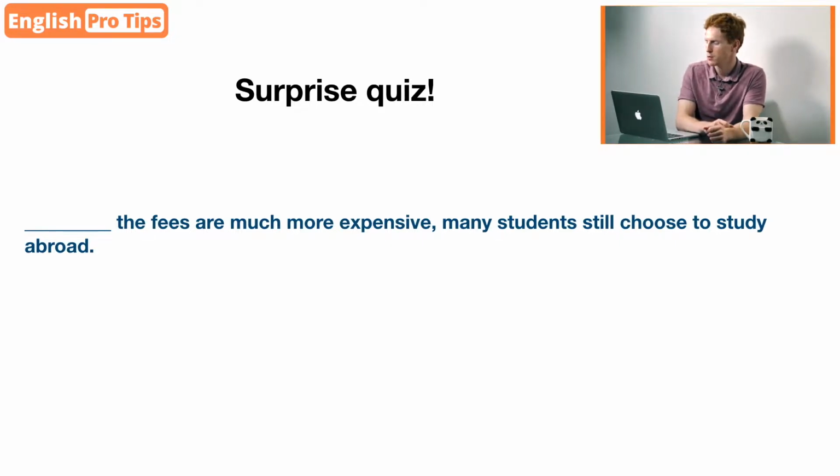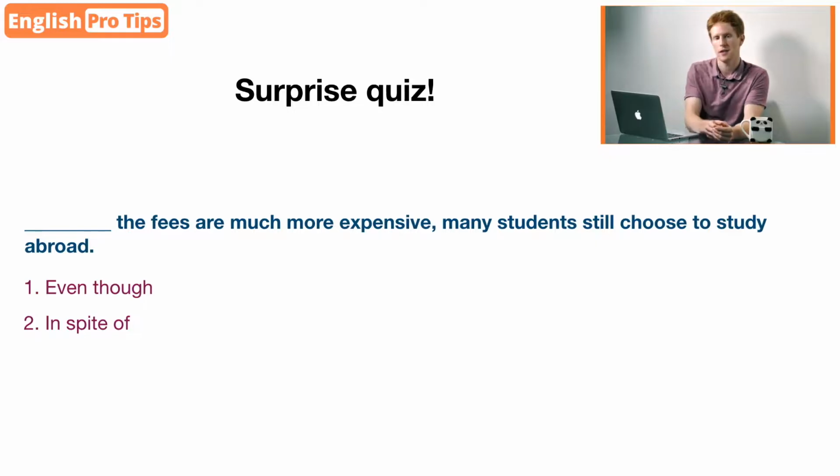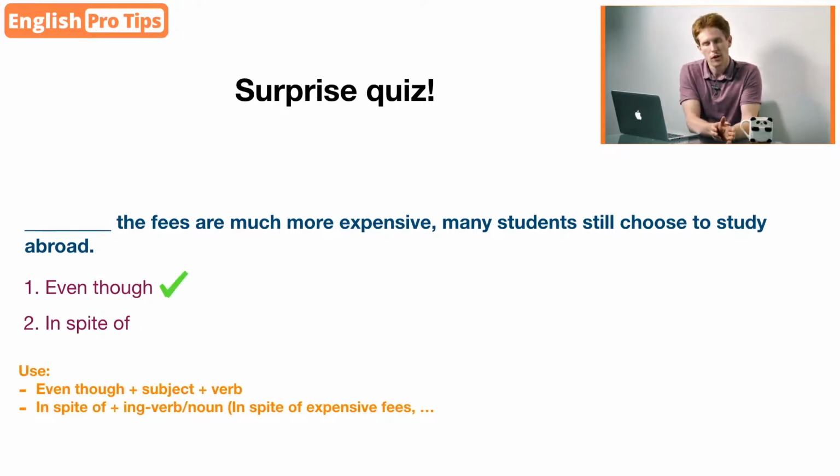Something, the fees are much more expensive. Many students still choose to study abroad. And our two options are even though and in spite of. Right, pause the video. The answer is even though. So we use even though and then a subject and then a verb. But we use in spite of plus an ing verb or a noun. So we could say even though the fees are much more expensive, or in spite of expensive fees. So the meaning is the same, but we need to be careful about how we structure the sentence.